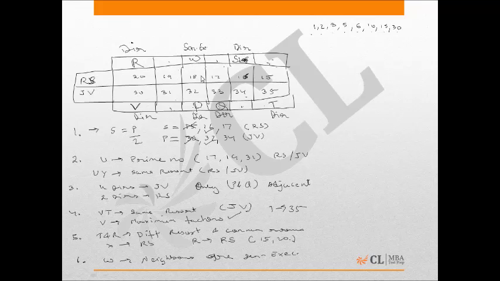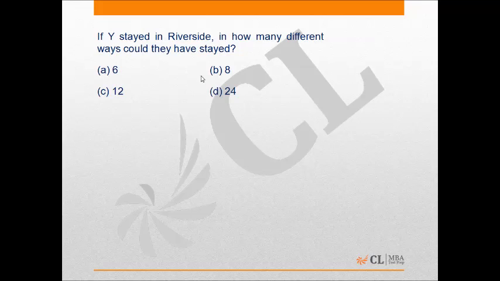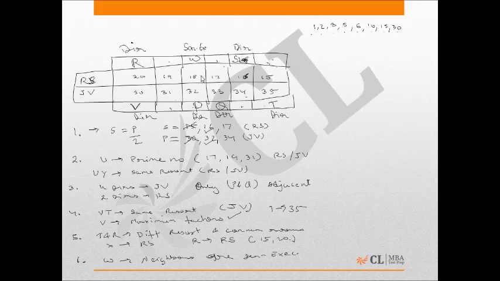Now we will move with the questions. If Y stayed in Riverside, in how many different ways could they have stayed? Let's see. Y stayed in Riverside. What are the possibilities where Y could have stayed? We know that U and Y stayed in the same resort. So as Y stayed in Riverside, U must have also stayed in Riverside. The third person in the Riverside is X. It's already mentioned in statement 5.